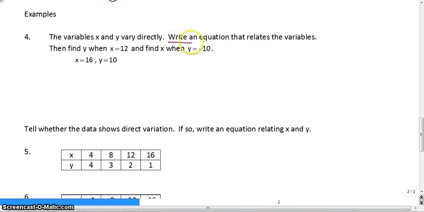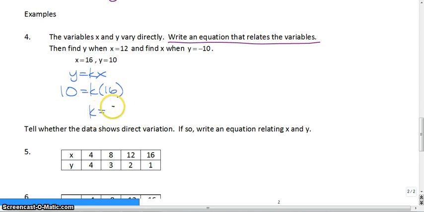So, key, it says write the equation. That doesn't mean just find k. You actually have to write the equation. So, direct variation says y is equal to kx. y is 10 times k, and x is 16. So we just have to divide both sides by 16, and you're going to find that k is equal to 5/8. All we did was solve for k, but you're not done.